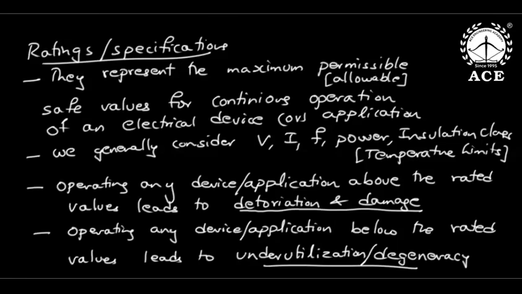Ratings represent maximum permissible safe values for continuous operation of an electrical device. Then we generally consider voltage, current, frequency, power, insulation class, and temperature. Operating any device or application above the rated values leads to deterioration and damage, but operating below the rated values leads to underutilization or degeneracy. That means above the rating, damage; below the rating, it will work but not perform better, it won't give the best efficiency and performance. Both are not good. So the best operating point is generally the ratings only.